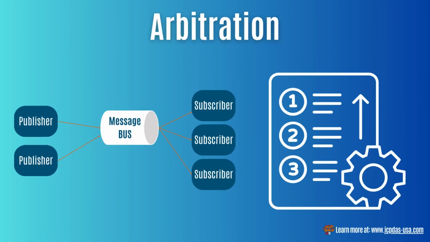Arbitration is the mechanism governing simultaneous node transmissions. The priority-based arbitration scheme ensures that the highest priority message takes precedence, preventing data collisions and maintaining order on the bus. So how can we find CANBUS in action?